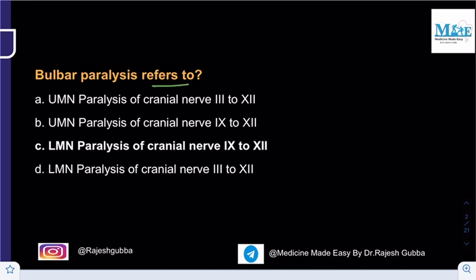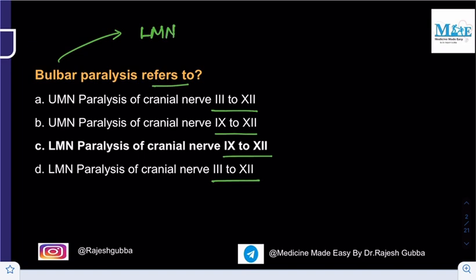Bulbar paralysis refers to upper motor neuron paralysis of cranial nerves 3 to 12, upper motor neuron paralysis of cranial nerves 9 to 12, lower motor neuron paralysis of cranial nerves 9 to 12, or lower motor neuron paralysis of cranial nerves 3 to 12. So the word bulbar paralysis means the lower motor neuron type of paralysis.